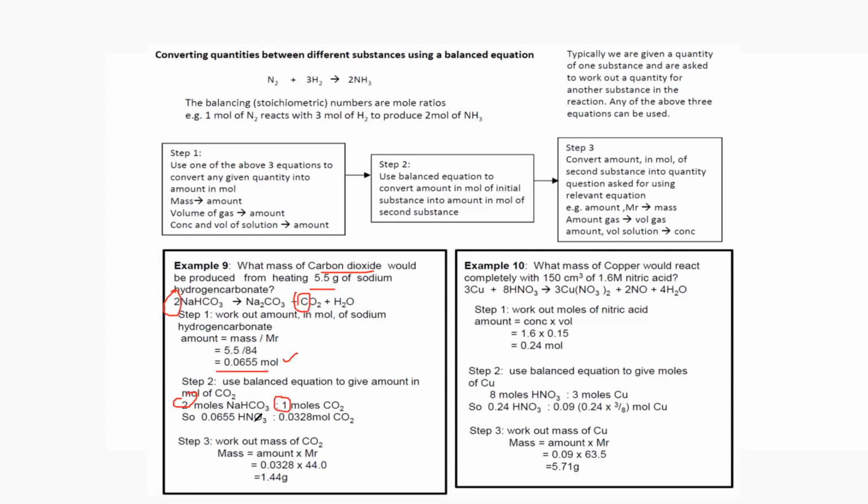As a simple ratio between the sodium hydrogen carbonate and carbon dioxide, the ratio is 2:1. So if we have 0.0655, then this will be x. Cross multiply, so we'll get half of it, which is 0.0328. So we got the moles of carbon dioxide, and moles multiplied by molar mass, which is 44, gives the mass in gram, which is coming out as 1.44 grams. Is it clear? Example 9.